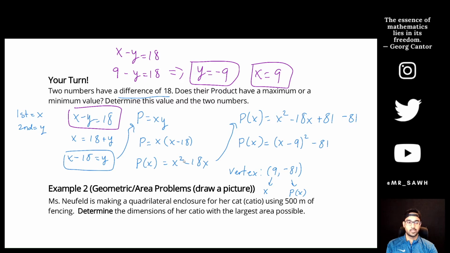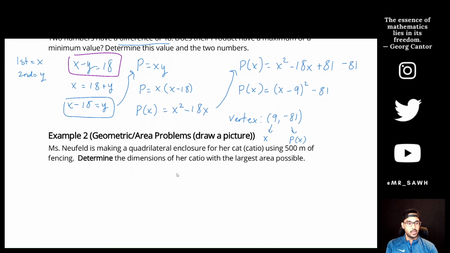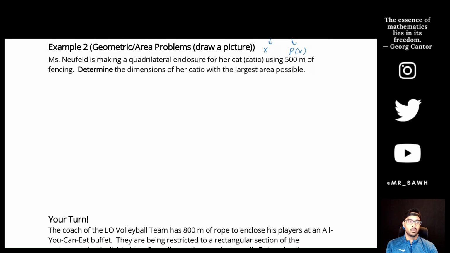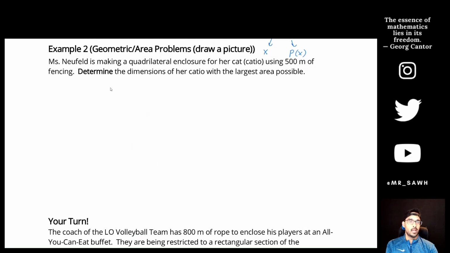Okay, so same sort of situation, but we solved for the other variable this time so you could see the other way. But really it's identical. It doesn't matter which variable you solve for. The other type of problem we could think about is a maximization problem in terms of area. So it says Ms. Neufeld is making a quadrilateral enclosure for her cat. It's a catio if you don't know that. Kind of like a patio, but for cats. Using 500 meters of fence, determine the dimensions with the biggest area possible.